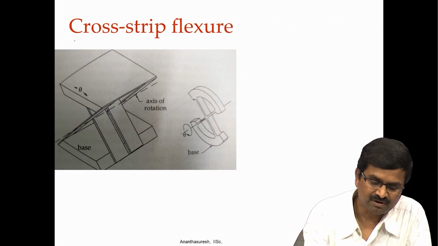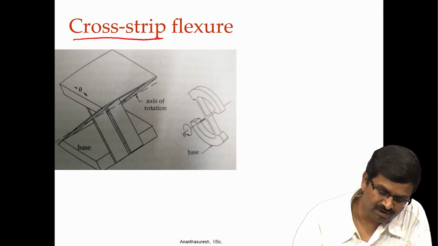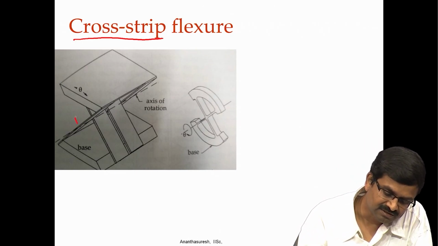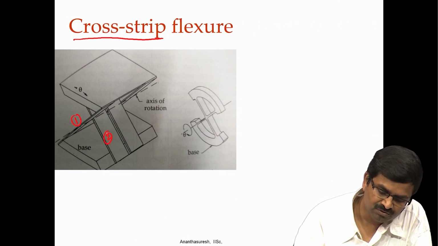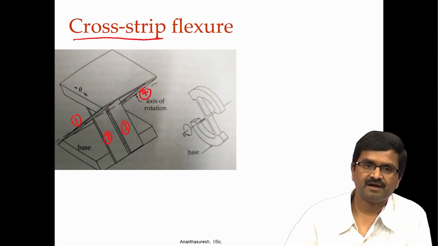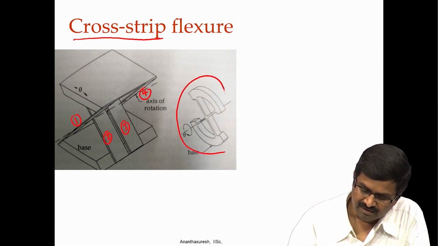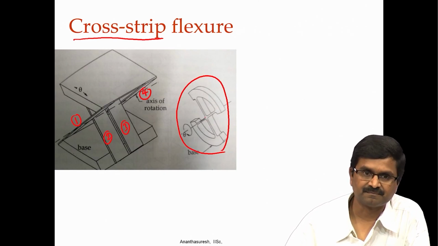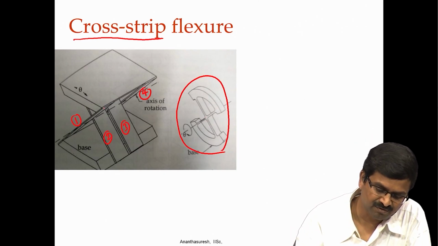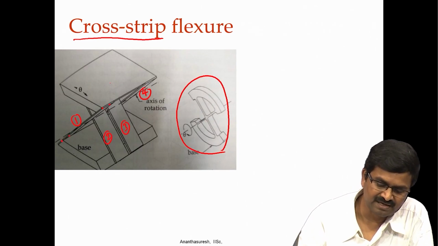There are also what are called cross strip flexures. Now, here you see there are 4 strips. So, this is 1, 2, 3 and 4, which are arranged in a cross fashion, and here also there are 4 flexures, but they are attached at the center. Okay. Here maybe some assembly is required to bolt these things between base and the stage.